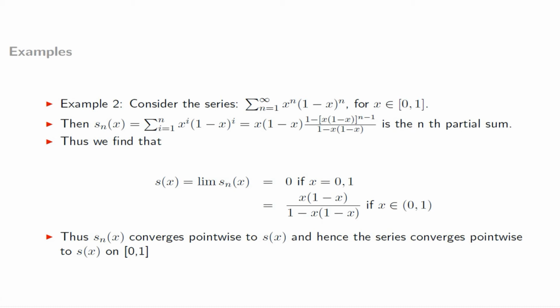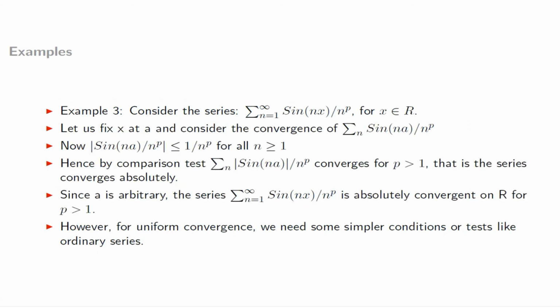Thus, it is easy to observe that the limit function of s_n(x) comes out as 0 if x equals 0 or 1, and it is x multiplied by (1 minus x), whole thing divided by (1 minus x) multiplied by (1 minus x), if x belongs to the open interval (0,1). Thus, s_n(x) converges pointwise to s(x), and hence the series converges pointwise to s(x) on the closed interval [0,1].